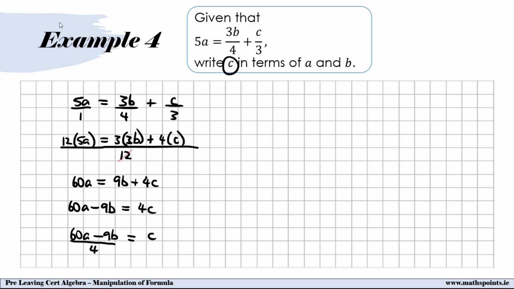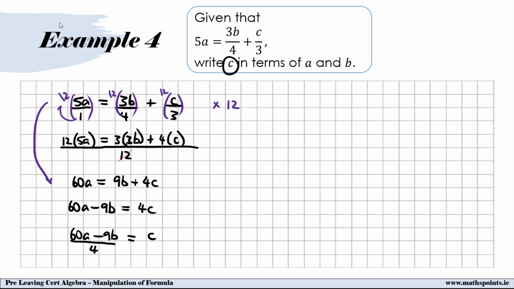So what we could have done initially was we could have spotted that we just multiply everything by 12. If we multiply the first fraction by 12 and the second fraction by 12 and the third fraction by 12, we'll be able to skip straight to this line here. So it's something that some people are comfortable with doing. Other people like to find the common denominator first. Let's just have a look at how that would work.